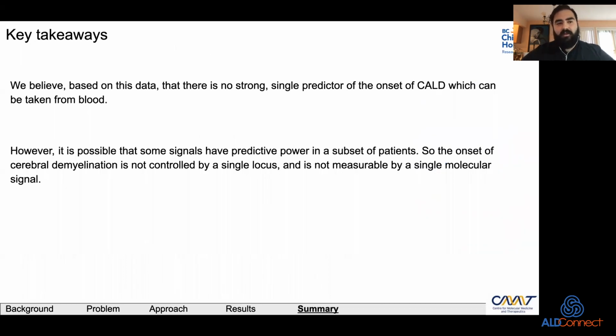So what are the key takeaways from this study? It was a large study, which we believe, based on this data, that there is no strong single predictor of the onset of CALD, which can be taken from blood. However, it is possible that some signals have predictive power in a subset of patients. So the onset of cerebral demyelination is not controlled by a single locus and is not measured by a single molecular signal, but perhaps a combination of them is still possible.